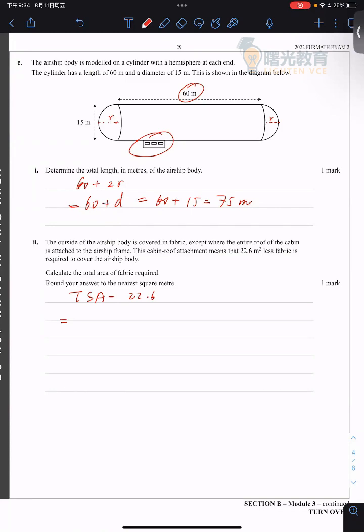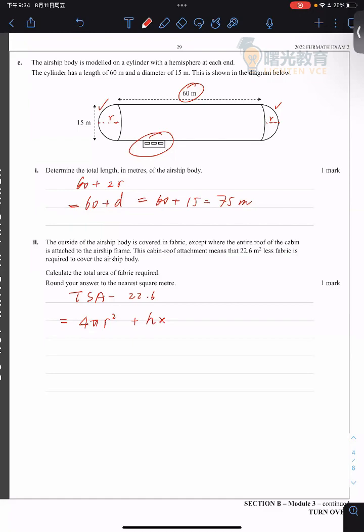You see, we have two hemispheres. If we put them together, it is a total sphere. So that will be the area of the sphere. And then we plus the side area of the cylinder. All right, so that would be the length multiplied with the circumference of the circle, because that becomes the other side of the whole rectangle.